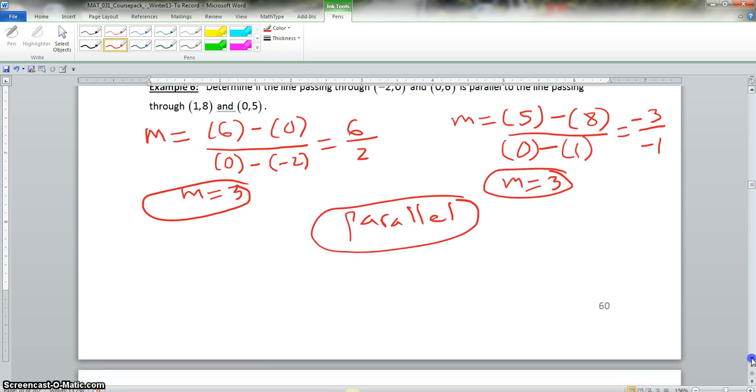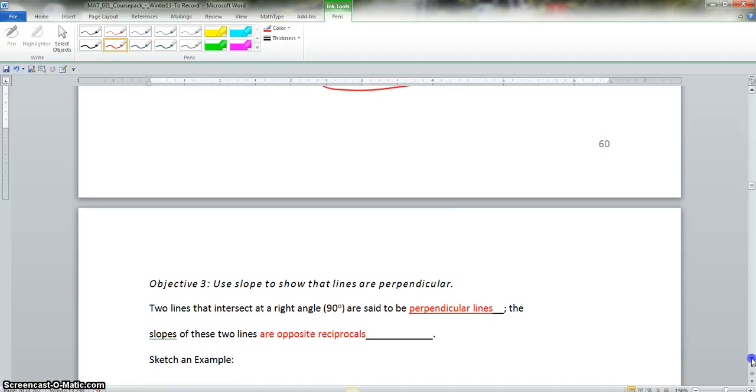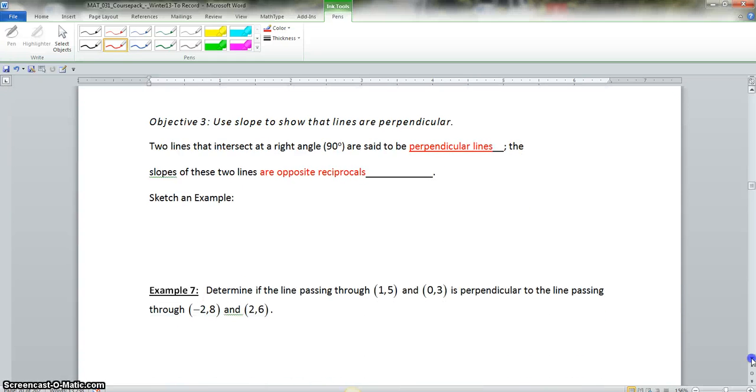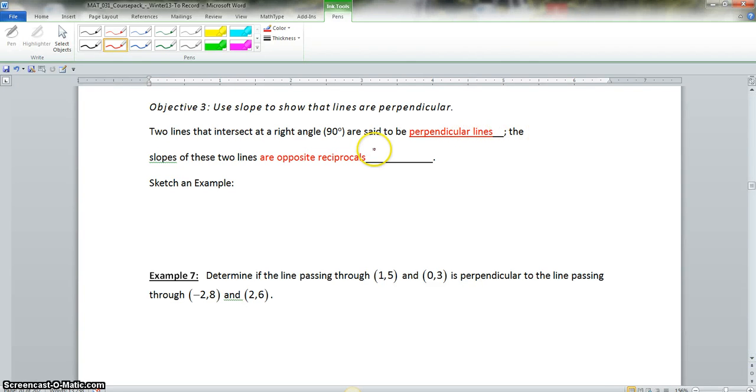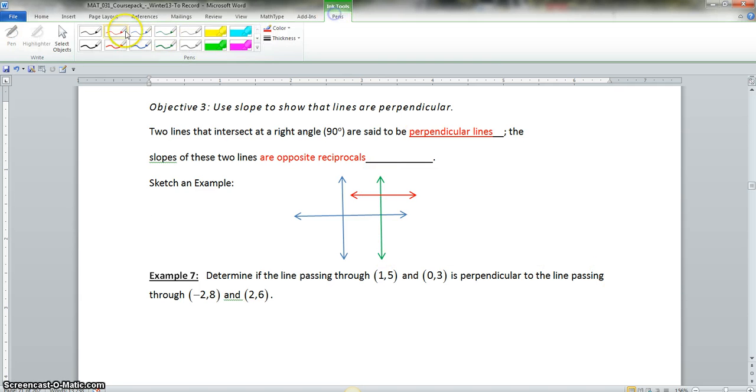Now, we scroll down to the second page. It says two lines that intersect at a right angle, 90 degrees, are said to be perpendicular lines. The slopes of these two lines are opposite reciprocals. Sketch an example. Okay, class, here's a representation of two lines that are perpendicular lines. Okay, now we need to go down here to answer this question here.